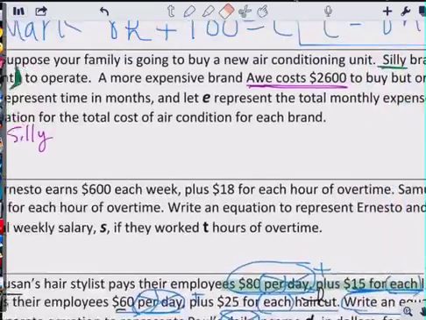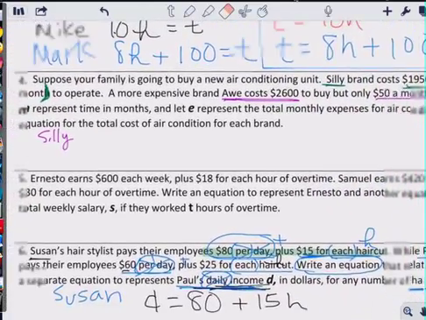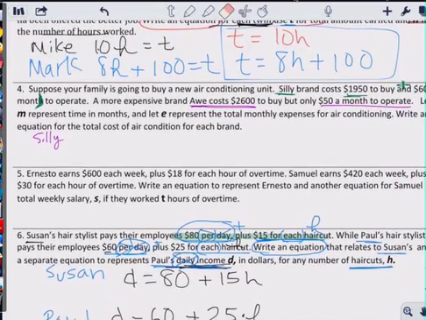Well, what else does it say? I'm sorry, I forgot. Let M represent time in months. So for every month we see, we write M. Remember, a means times, same thing as each. And E represents the total monthly expenses.